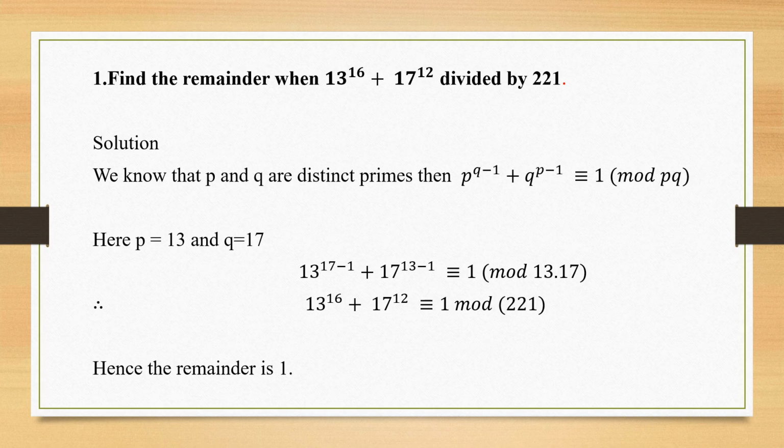See, the actual modulo number we have arrived at. Now what has happened on the left? 13 raised to the power of 17 minus 1 gives you 16, and 17 raised to the power of 13 minus 1 gives you 12. So finally, we have achieved what we are supposed to do. So 13 raised to the power of 16 plus 17 raised to the power of 12 is congruent to 1 mod 221. So what is the remainder? The remainder is 1. It's a very simple problem because we applied a theorem here. Okay, let's get on to the next problem.